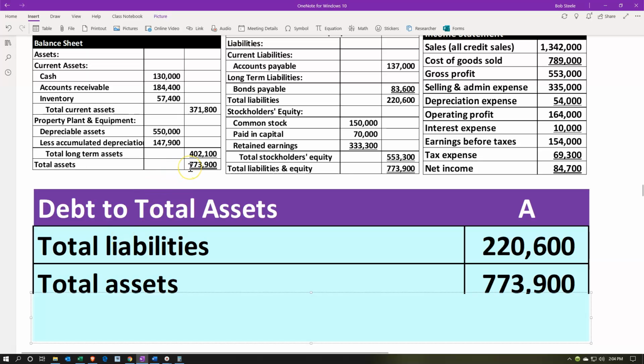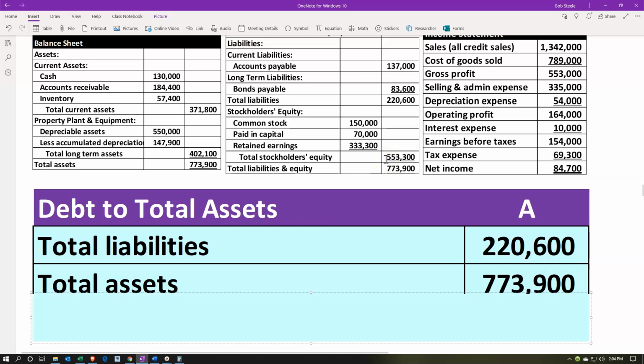Total assets is going to be here on the balance sheet. So that's what we have. So remember the accounting equation. This is what we have, assets. We can allocate those to who has claim to them: liabilities, third parties having claim to those assets, and the equity having claim to those assets, the 553,300.